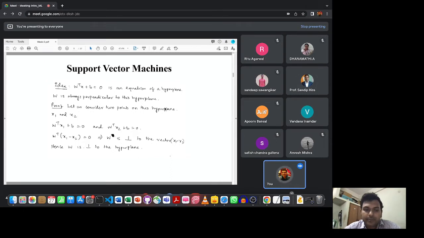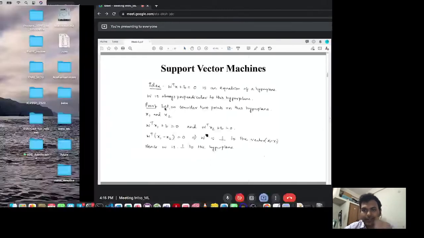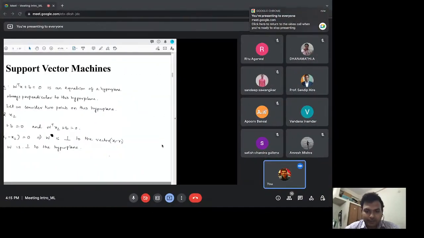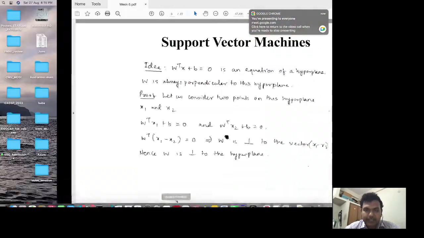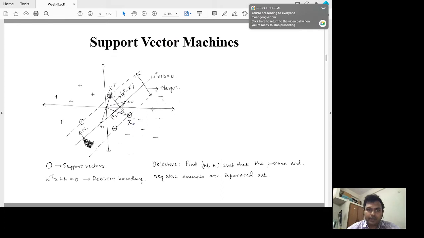So W being perpendicular to x1 minus x2 means that if you draw a line, you will see that x1 minus x2 is along that line. So W is therefore perpendicular to this hyperplane. This is a small aside that you would require. I'll directly jump to the formulation.